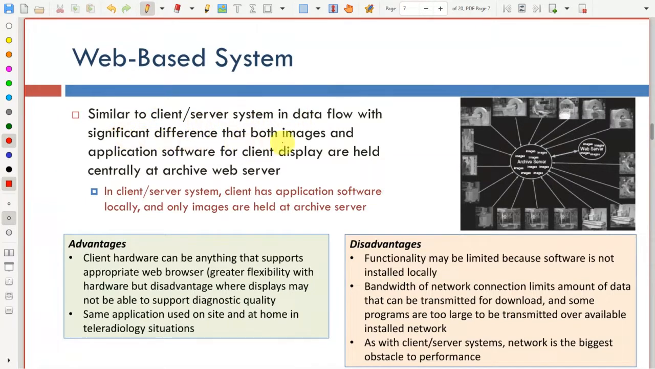The significant difference here is that both images and application software for client display are held centrally at the archive web server. So sometimes the web server here might have the workstation software, so that when you log in through a regular browser, it allows you to be as if you are sitting in the reading room.